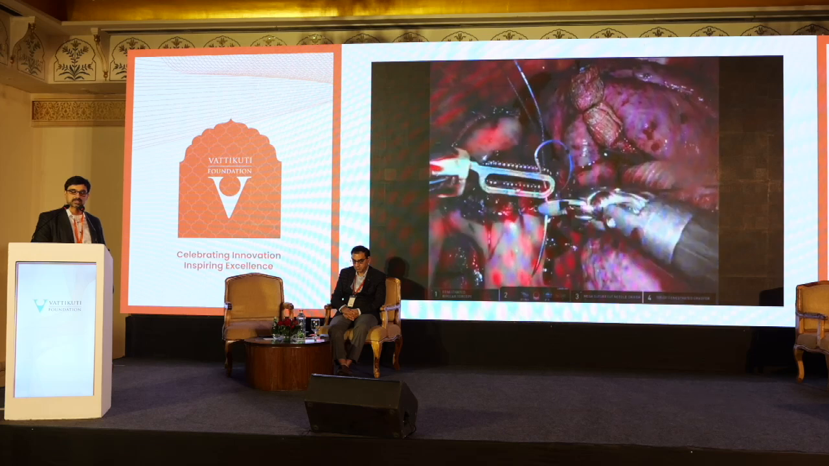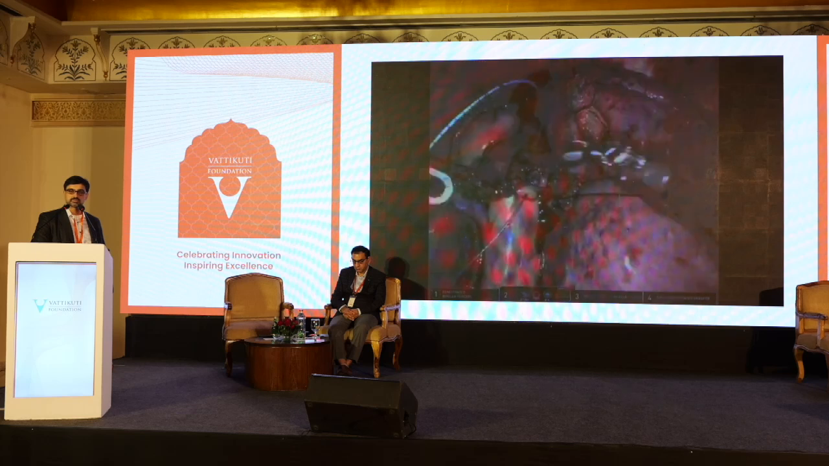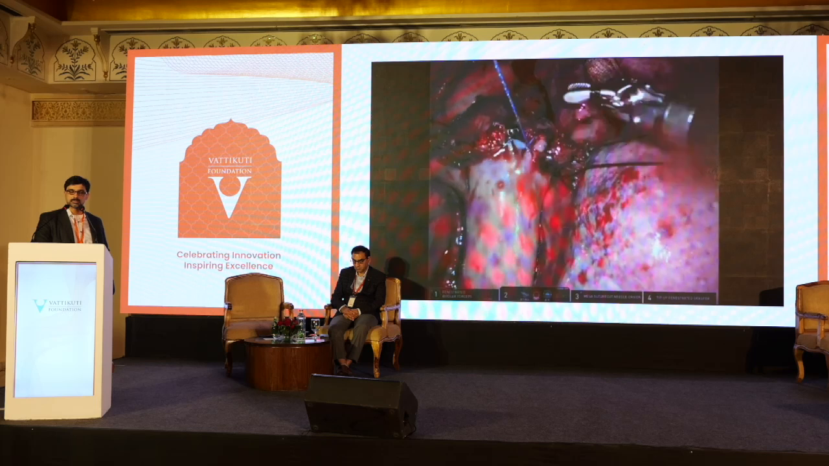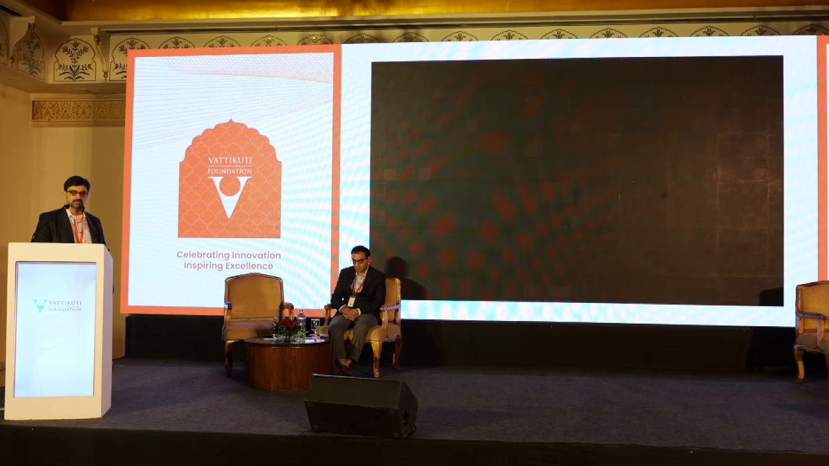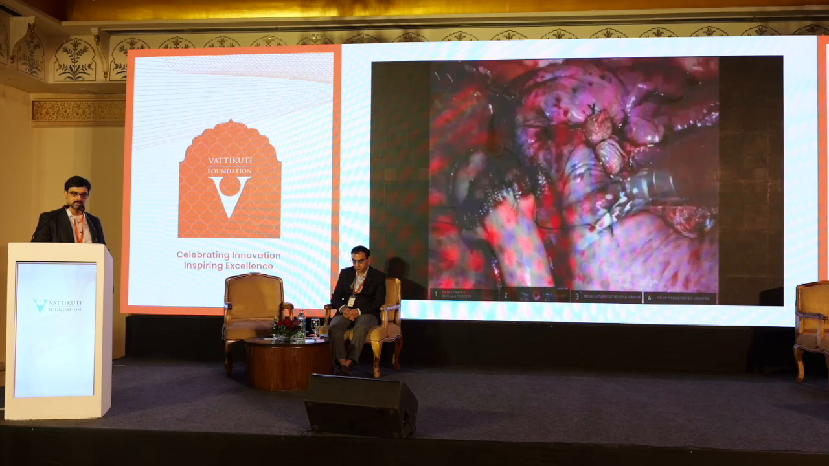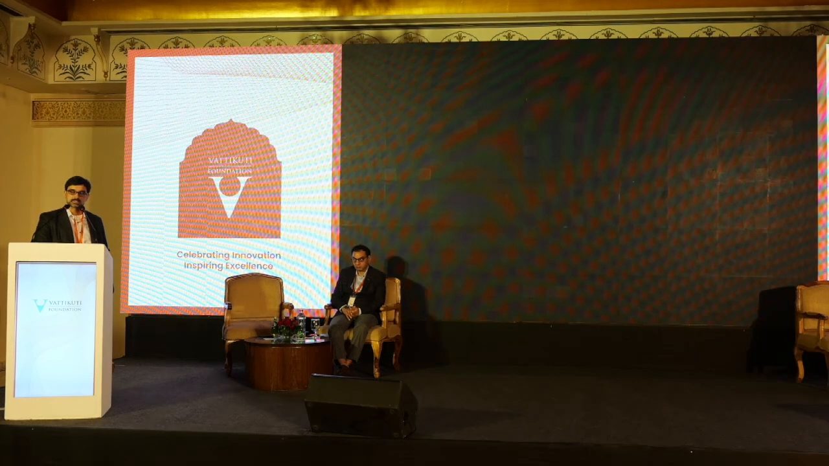There's no need for an access incision or for the assistant to pass extra devices. Our leak rate on this is less than 3%, so overall quite good for esophageal anastomosis. And so I'll move on just to finish up. Like I said, it's a safe, efficient, reproducible method. It mimics an open anastomosis, so if you do open Ivor Lewis, it's very similar to that. And the robotic platform allows you to be consistent that way. All right, thank you very much.